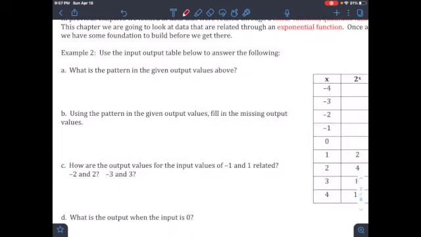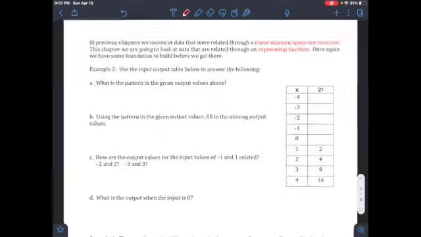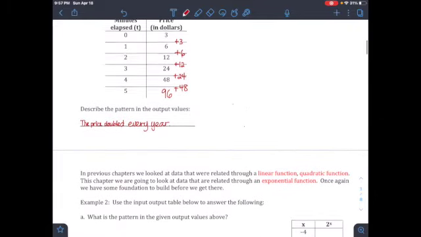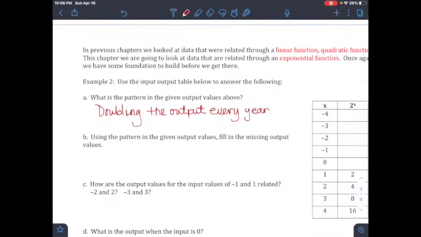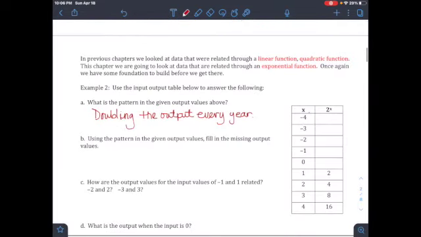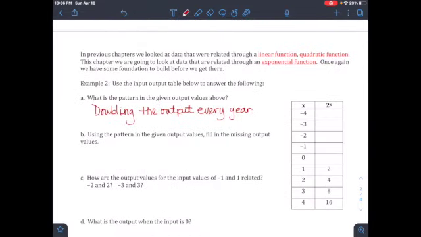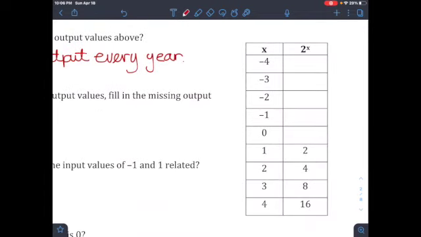On to example number 2. Use the input-output table below to answer the following questions. A, what is the pattern in the given output values above? Well, the pattern in the output values above is doubling, which is letter C: doubling the output every year. B says use the pattern in the given output values to fill in the missing output values. So we are going to fill in this chart, and you think about the pattern and see if you can fill it out and answer the question, and we'll come back and discuss it.